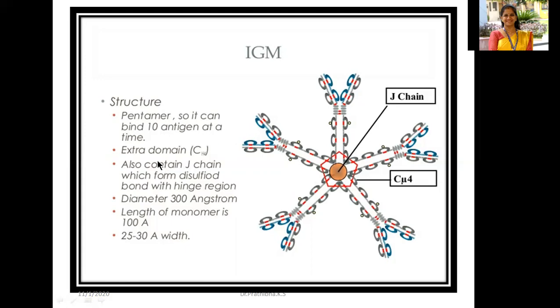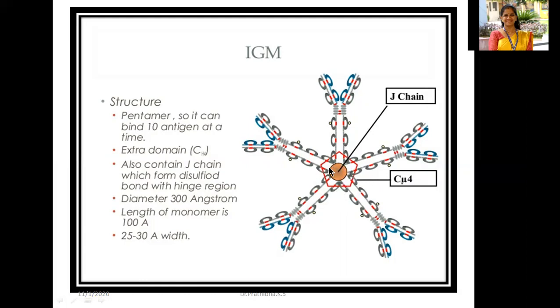Okay. What you could see here is an extra domain. What is the extra domain? When you draw these structures, you could see this is the variable heavy chain. This is the constant heavy chain 1, constant heavy chain 2, constant heavy chain 3, and this is the constant heavy chain 4. So we have a CH4 in the IgM immunoglobulin molecule. Okay, you must keep that in your mind.